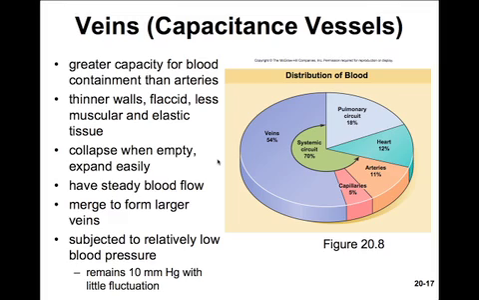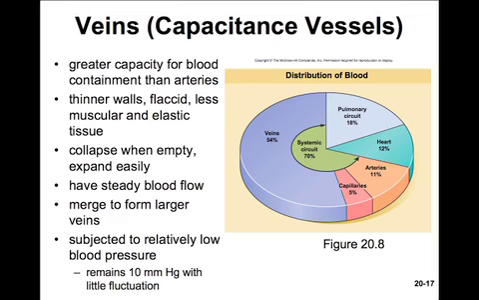So the veins are regarded as capacitance vessels. Because they are relatively thin-walled and flaccid, they expand easily to accommodate increased blood volume. If we look in this figure to the right here, we see that at any given moment, the veins contain more blood than any other vessel in the body. They have much less muscular and elastic tissue because they're not subjected to the pumping of the heart. The blood flow through the veins is relatively steady.